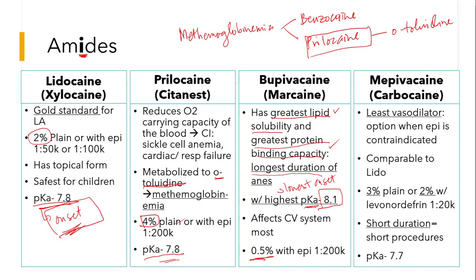Okay? Now, mepivacaine or your Carbocaine is comparable to your lidocaine. It is dispensed as 3% plain or 2% with levonordefrin, 1:20,000. Okay? Take note, mepivacaine is the only anesthetic that is dispensed in two different concentrations. Either it comes as a 3% plain or 2% with levonordefrin at 1:20,000. Okay. Now, mepivacaine has a pKa of 7.7. So if you compare all four, this has the lowest pKa. So this has the fastest onset.